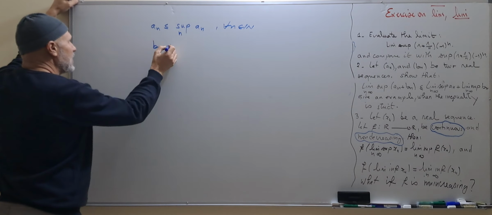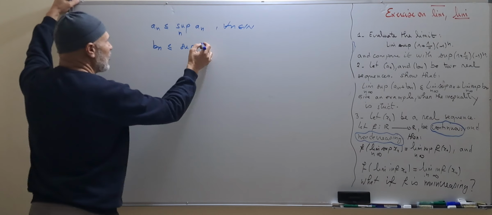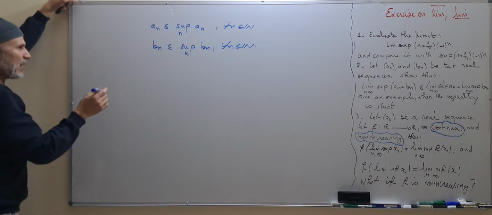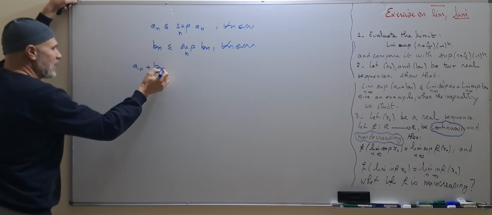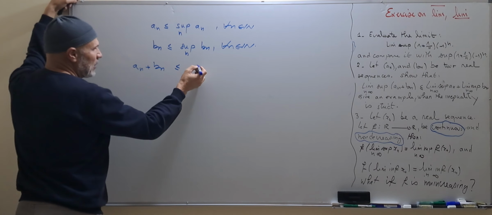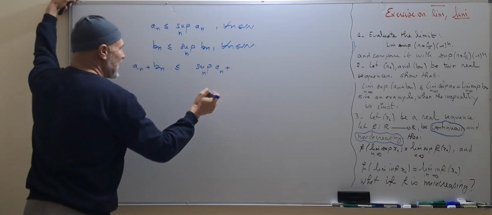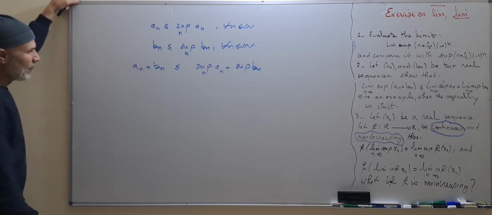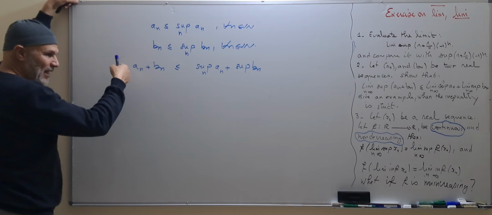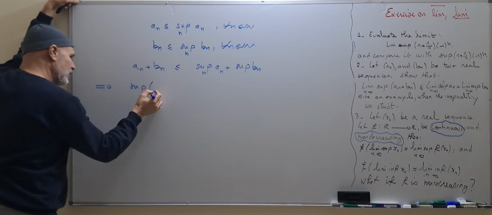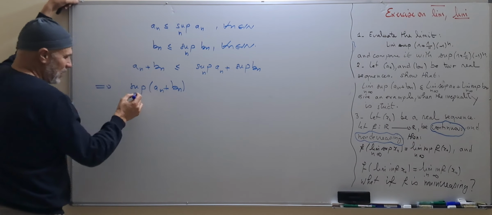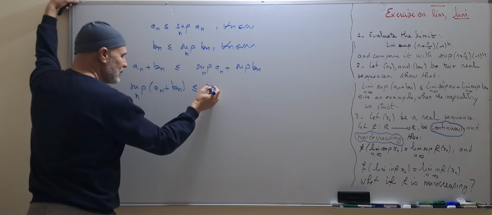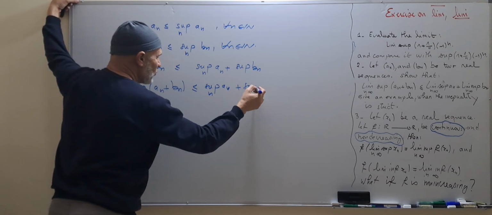And b_n is less than or equal to the sup of b_n on n, for all n natural number. If we add both of them, we get a_n plus b_n is less than or equal to sup a_n on n plus sup b_n on n. If we take sup on n, we will get sup of a_n plus b_n on n is less than or equal to sup of a_n plus sup of b_n.